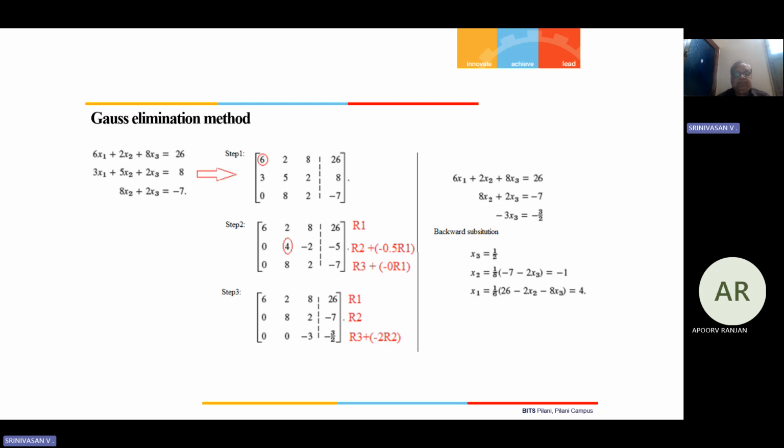Oh, sorry, no, it is 2 minus... you are having the third row and second row, something wrong, 2 minus... what is that?